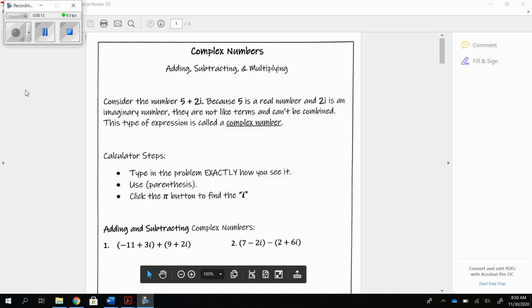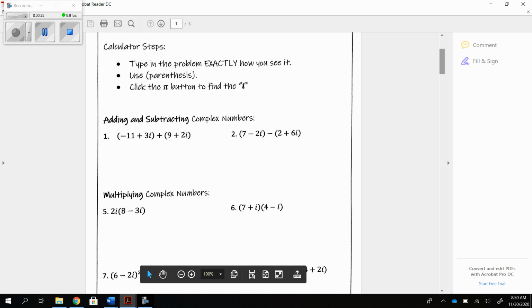It says consider the number 5 plus 2i. Because 5 is a real number and 2i is an imaginary number, they are not like terms and cannot be combined. This type of expression is called a complex number. Here are the calculator steps. Type in the problem exactly how you see it, use parentheses where they're at, and then click on the pi button to find the i. This is on the TI Nspire.